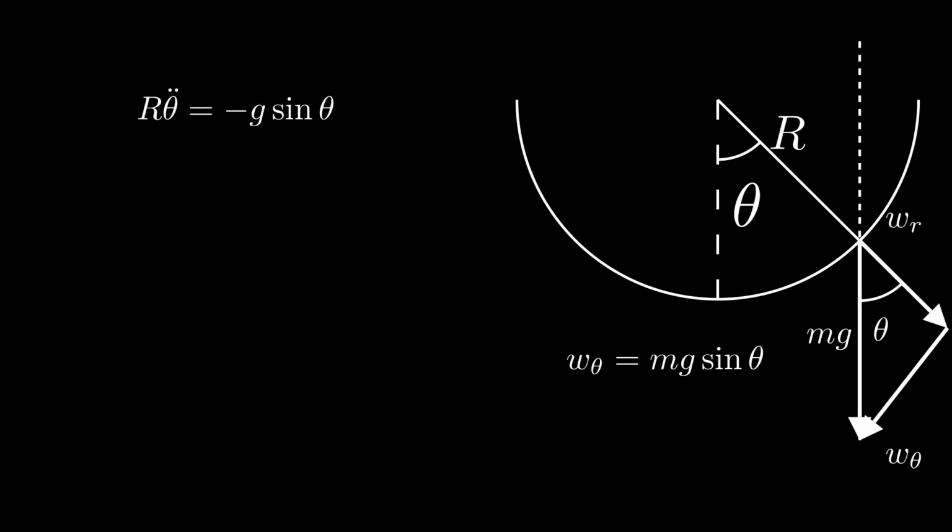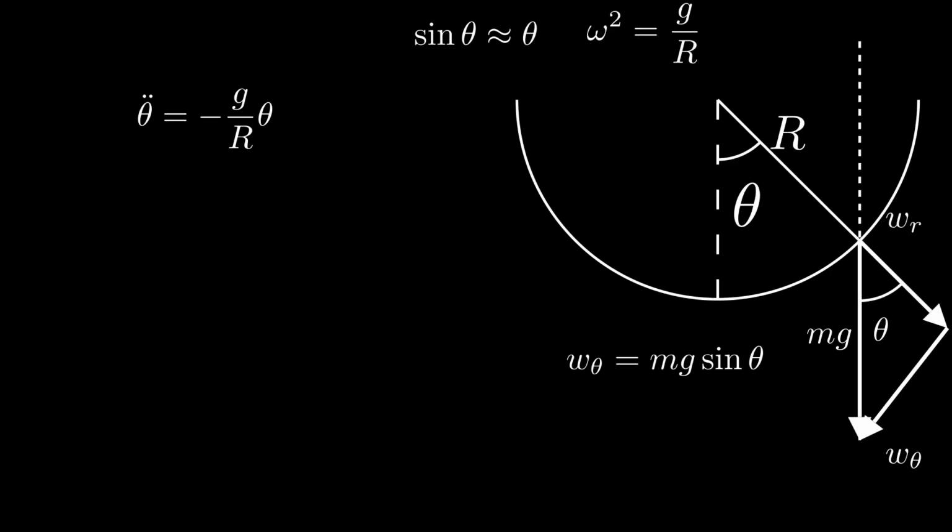Then, we can use the small angle approximation, which says that at small values of theta, sine of theta is approximately equal to theta. Then, we divide both sides by r to get theta double dot equals minus g over r times theta. We'll now define a new constant, omega, such that omega squared is g over r, and place it into our equation. This second-order linear differential equation, whose solution gives us the skateboarder's position as a function of time, is the exact same as that of a harmonic oscillator, like a spring or a pendulum.